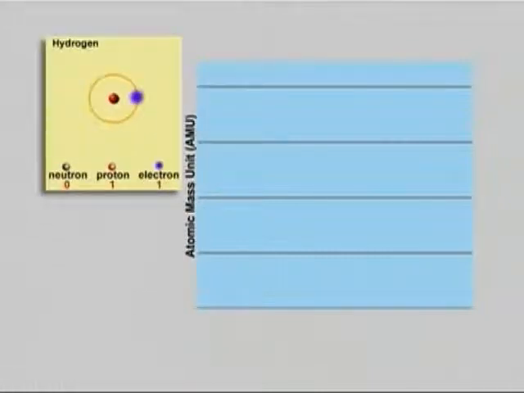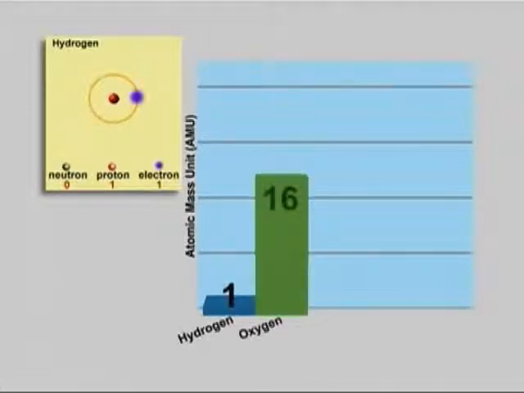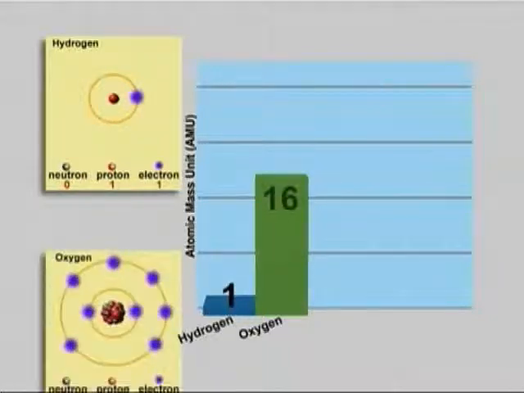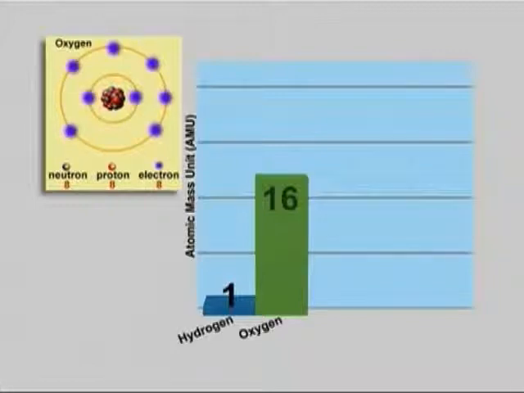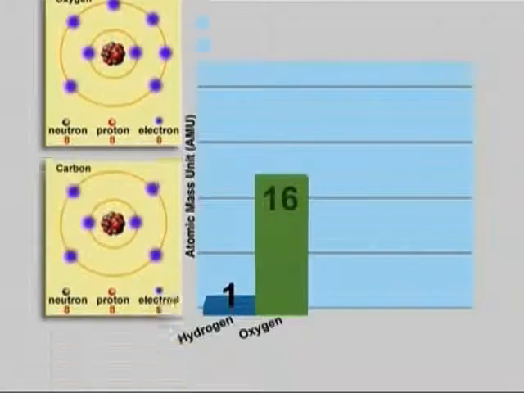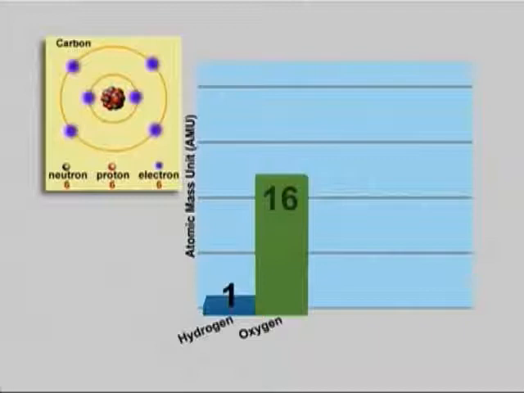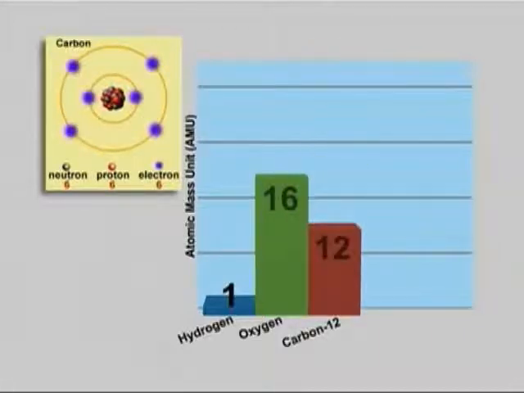The masses of all atoms are compared to a standard. Originally, hydrogen was taken as the standard unit and given a value of 1 atomic mass unit, corresponding to the single proton in its nucleus. Compared to hydrogen, therefore, oxygen would have an atomic mass of 16, equal to the number of protons and neutrons in its nucleus. A carbon-12 atom has 6 protons and 6 neutrons. Therefore, its AMU is equal to 12.